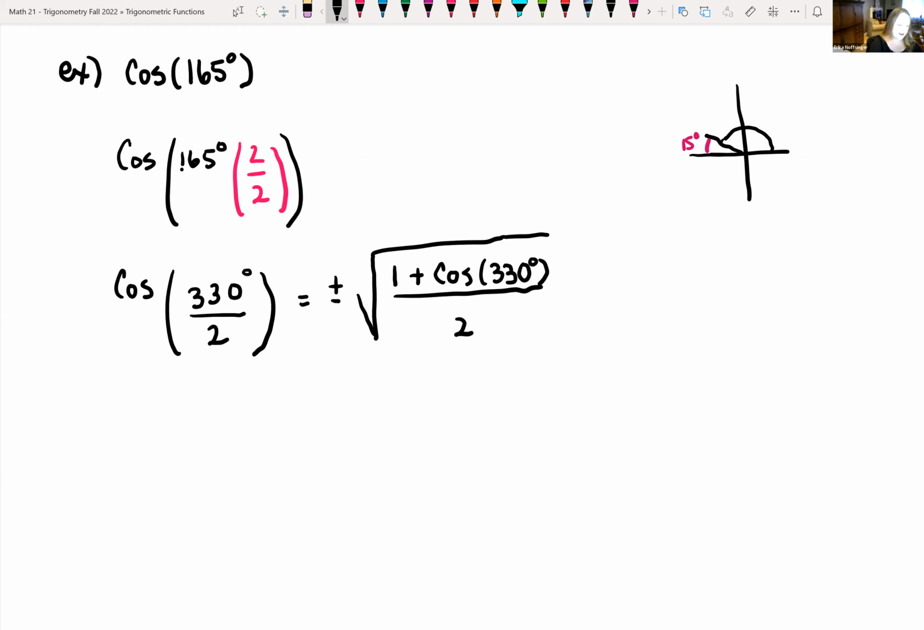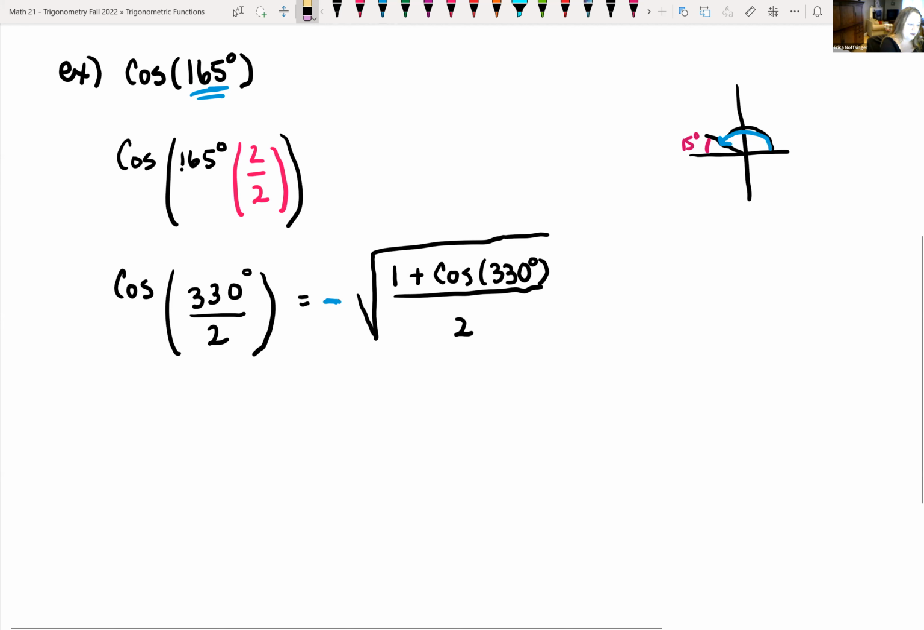So I need to determine, is that plus or minus in front of the radical? Well, looking at our original angle, 165 degrees, we saw that it fell in the second quadrant. Cosine is negative in this second quadrant. So we're going to use the minus in front of the radical for this one.